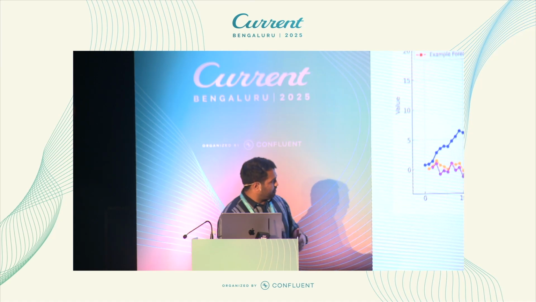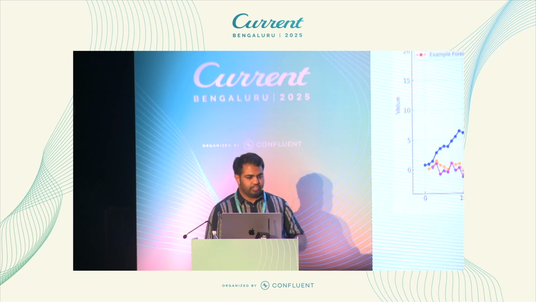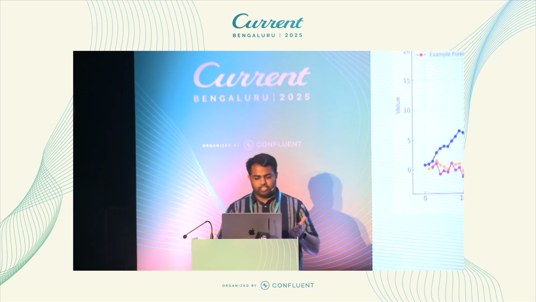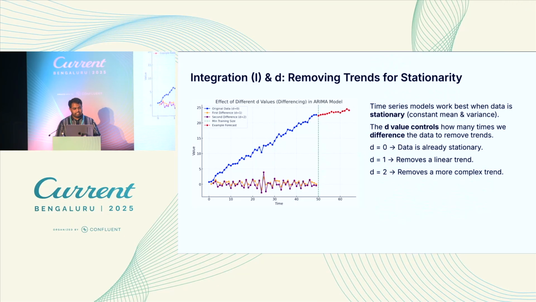So here, D would be 0 if the data is already stationary, meaning the road is already flat, so you don't need to do anything, no adjustments needed. D would be 1 if the road is steadily sloping up or down, so we measure the change instead of the actual elevation. And D would be 2 if the road has a more complex slope, so it's going up a little bit, going down, and so on.